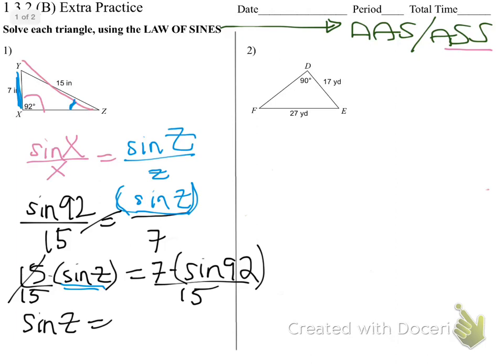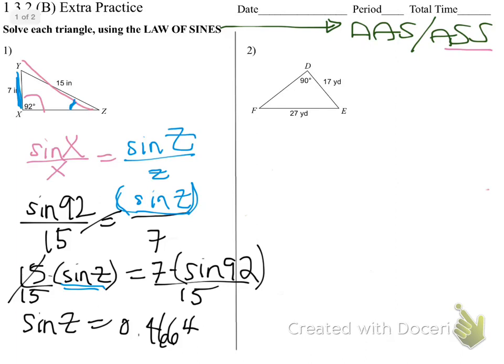Where's my calculator on my phone? Here it is. Alright, so sine, I'm going to do 92 first. Sine of 92 is 0.9999. I'm going to multiply that by 7 and divide that by 15. And I got 0.46638, so I'm going to say 0.4664. Okay?